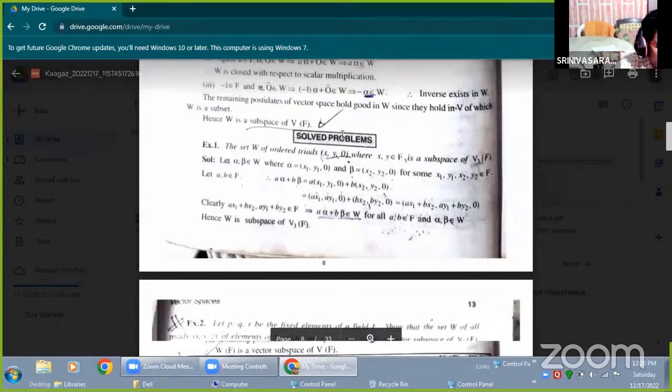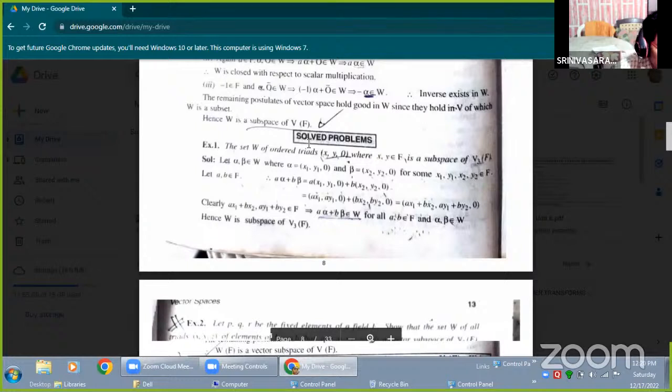x, y, 0. This is the triad point. This triad point is a subspace. Suppose here x1, y1, 0 is the element alpha, and x2, y2, 0 is another. These are distinct elements given in the triad point. Distinct means x1 and x2, y1 and y2 are different. There are different distinct elements given in the ordered triads for this set W.